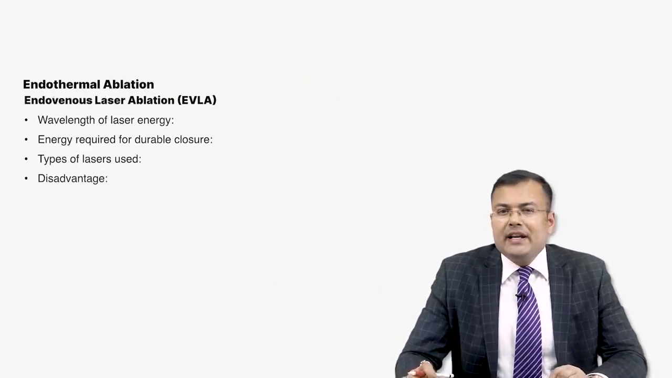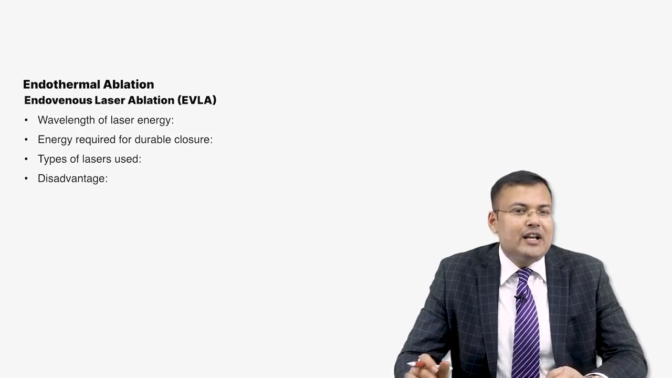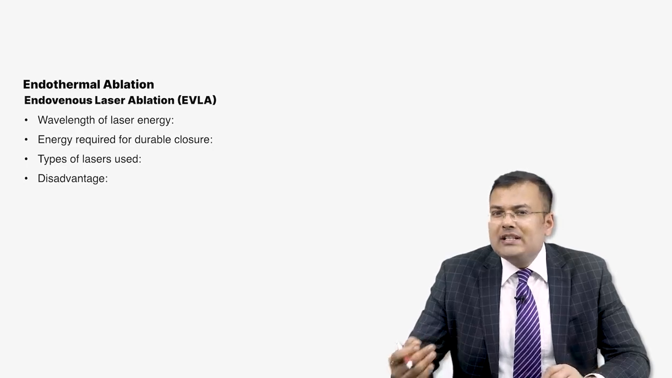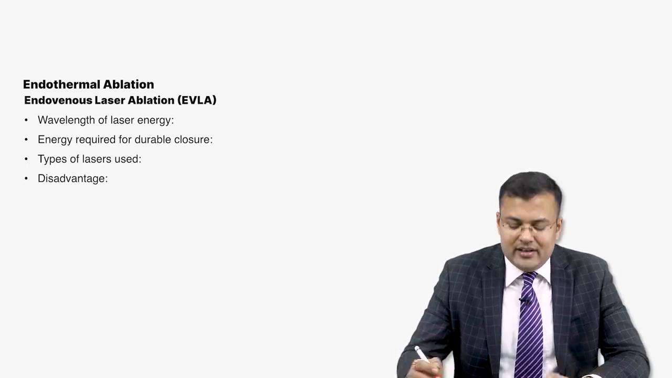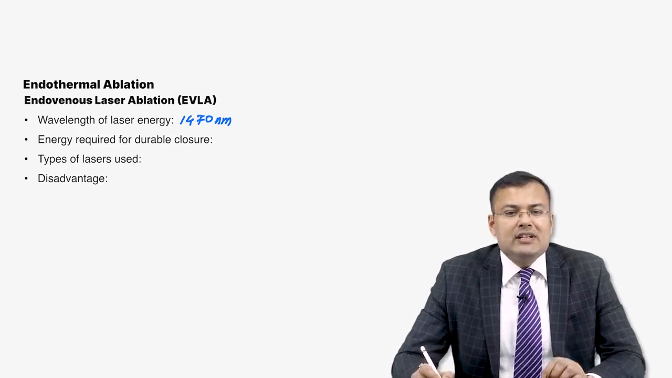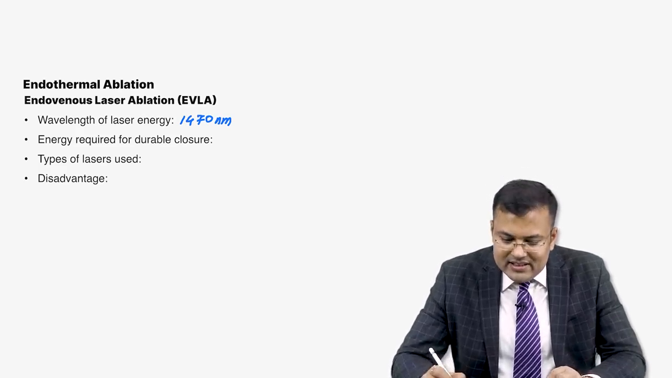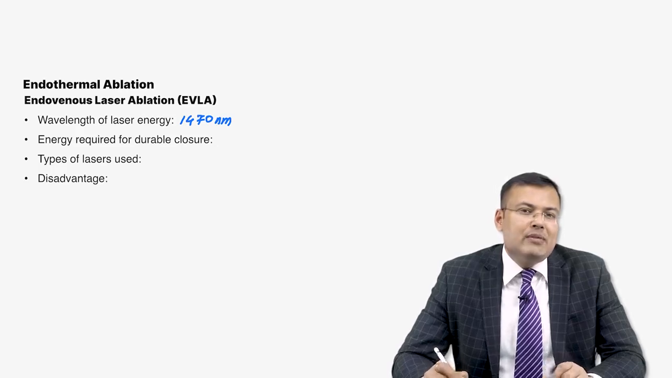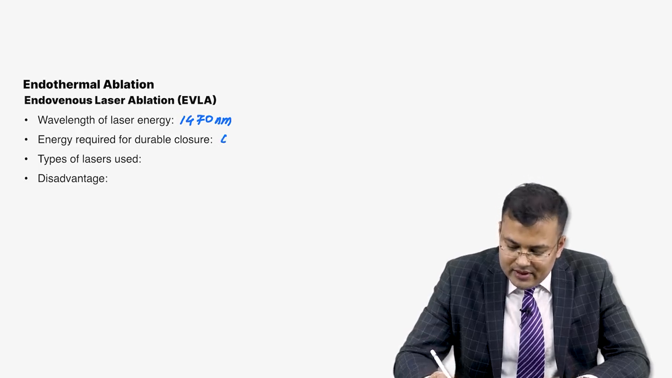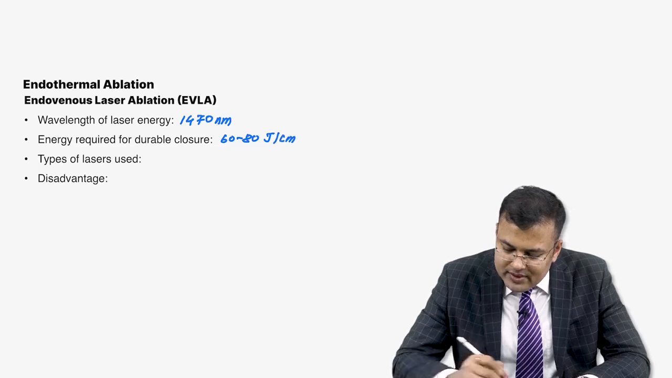Now see the methods of endothermal ablation. First is EVLA, endovenous laser ablation. In endovenous laser ablation, how much is the wavelength of laser energy? It is 1470 nanometer. And how much is the energy required for durable closure? It is 60 to 80 joule per centimeter. Remember these values.